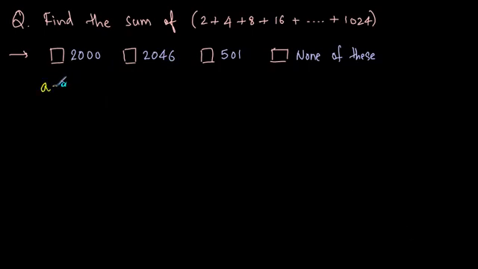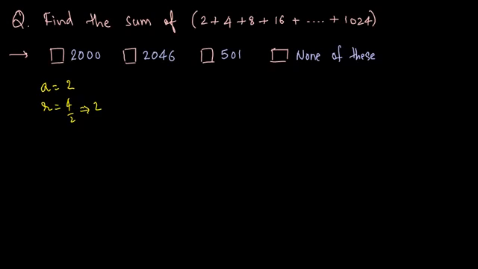So here a is equal to 2 and the ratio r is equal to, take the ratio of any two successive numbers, 4 by 2, that is equal to 2. So the ratio is also 2. Now we have been asked the sum of series.